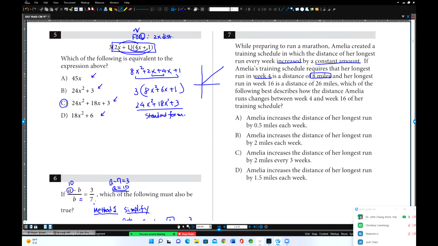And her longest run in week 16, 26 miles. So you can take the right coordinates. When at week 4, that is 8 miles. When week 16, that is what? 26 miles. Which of the following best describes how the distance Amelia runs changes between 4 and 16 over here? When this is 4, that is 8. When this is 16, that is 26.